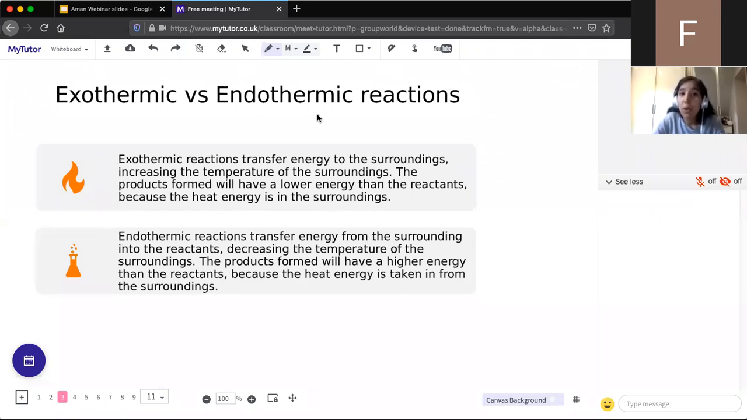Yep, excellent. Someone's put exo is exit. That's a brilliant way to remember it. So exo is exit, and that means that heat will escape or leave. Really good answers. What about endo? What does that sound like? So we've got exo is exit. What about endo?